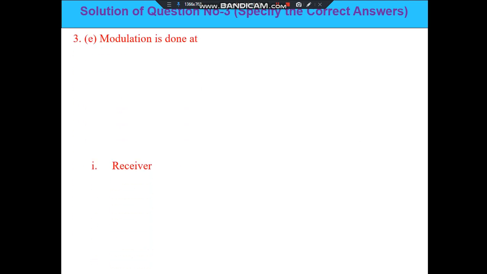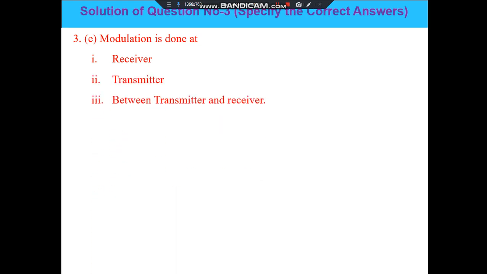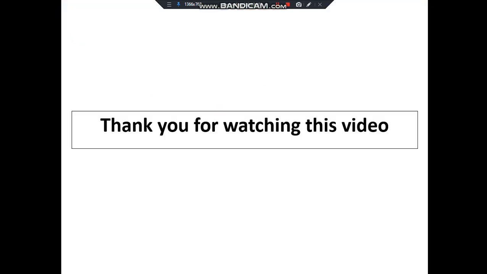Modulation is done at receiver, transmitter, or between the transmitter and receiver. So modulation is generally done in the transmitter. Before sending the message, we need modulation for long distance transmission of the signal. So it is transmitter.